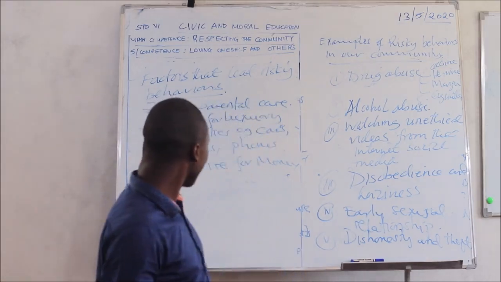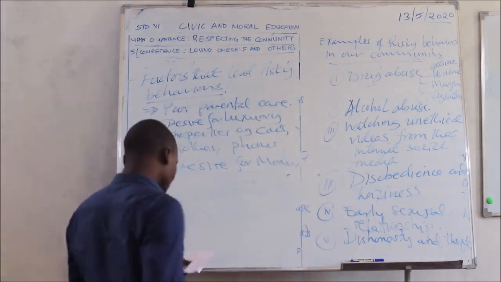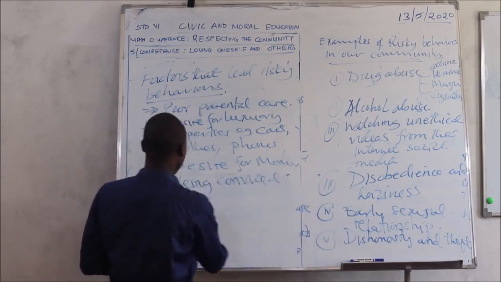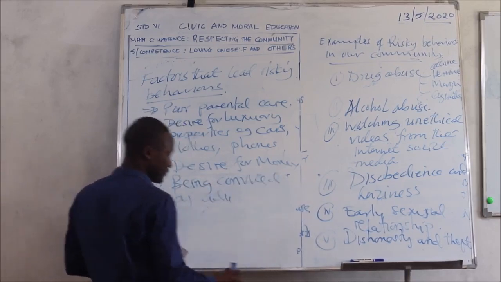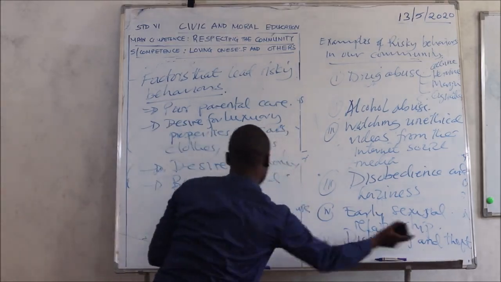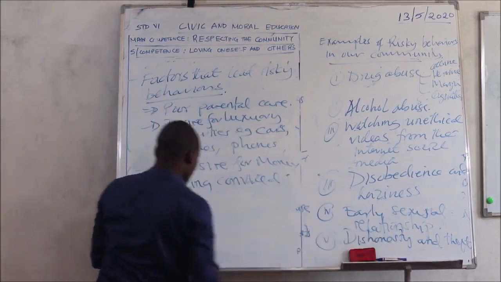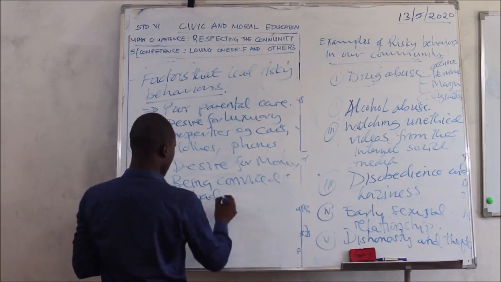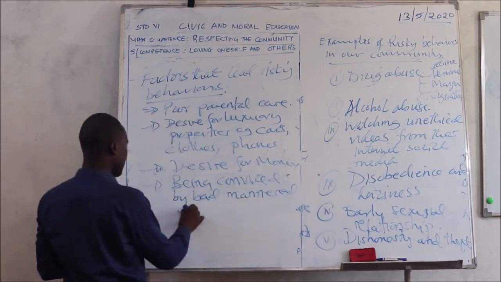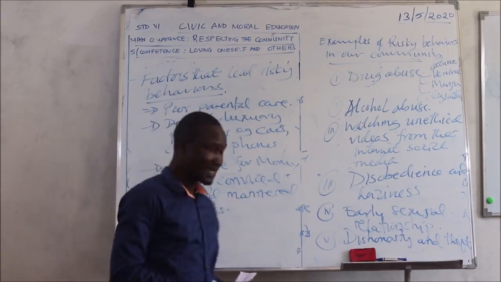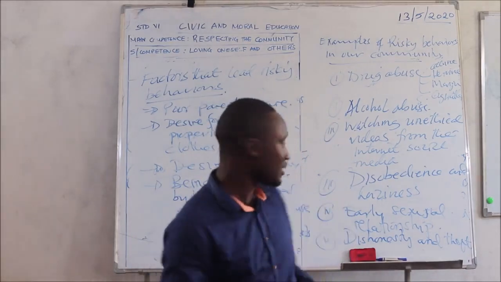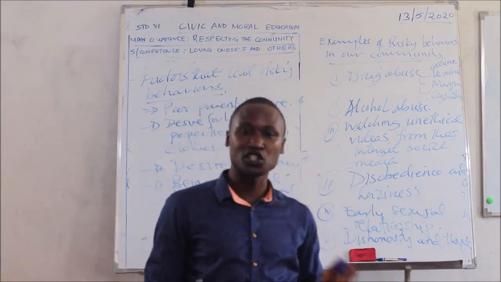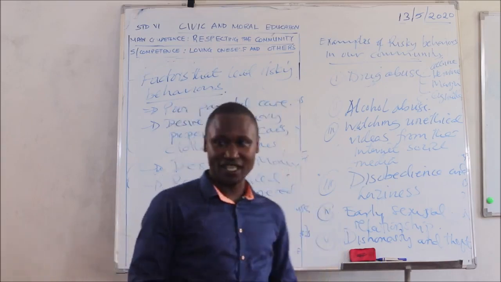Another factor that leads to risky behavior is being convinced by bad mannered adults. For example, especially girls can be convinced by those bad mannered adults to engage in these risky behaviors, for example in the case of sexual relation matters. So we have this one, we call them fatak.